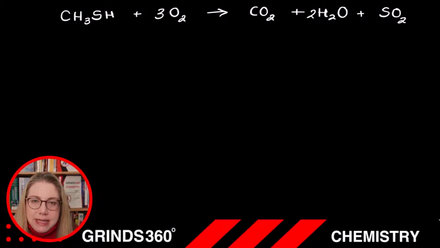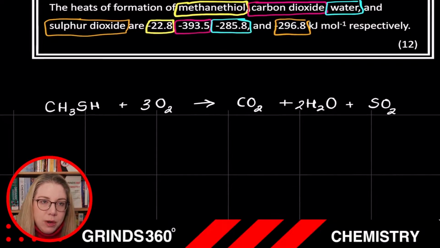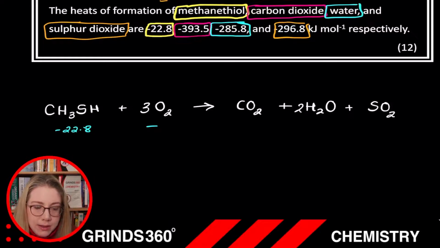Now, to help me with this and making sure I don't mix up what number goes with what, if we go back up here to where we highlighted everything, I'm going to write the heats of formations given in the question underneath the substance in the balanced equation. It takes me an extra second to do this, but it is well worth it, and we don't want to be making the silly mistake of mixing up what number goes with what. So first up, we have methane thiol, which is minus 22.8. We're not given anything for oxygen, so ignore it.